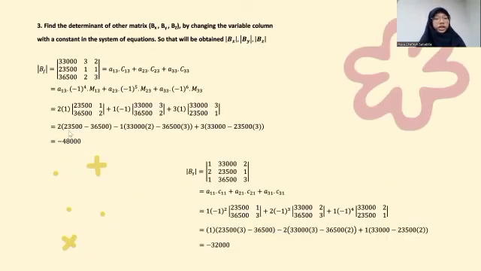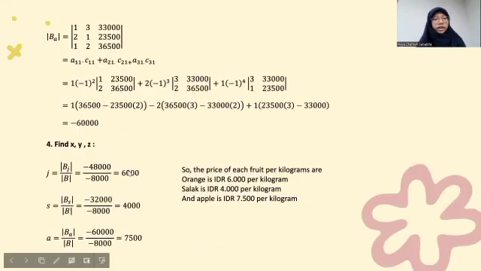Because we already have PJ, PS, and PA, the last is to find X, Y, Z, so we can find J, S, and A. For J, it is the determinant of PJ over the determinant of P. So it equals minus 48,000 over minus 8,000, and we have 6,000. For S it is the same, so we use the determinant of PS over P. So we have minus 32,000 over minus 8,000, and we have 4,000.